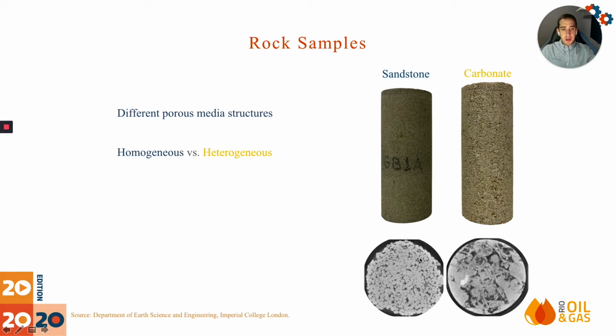In the first one, it's an image of sandstone, and we can see that we have a very uniform pore size distribution, and that gets very clear if we go and check the second image. For the carbonates, we have huge pores and small ones as well.